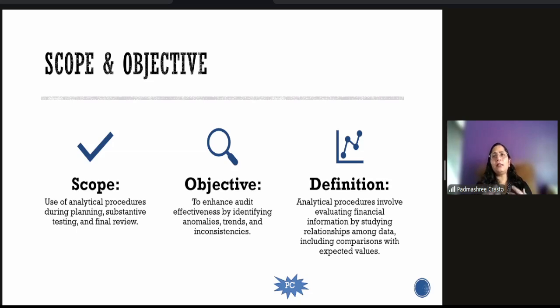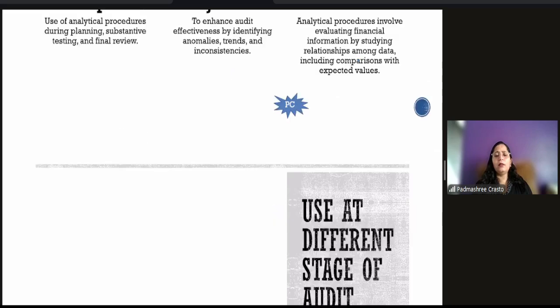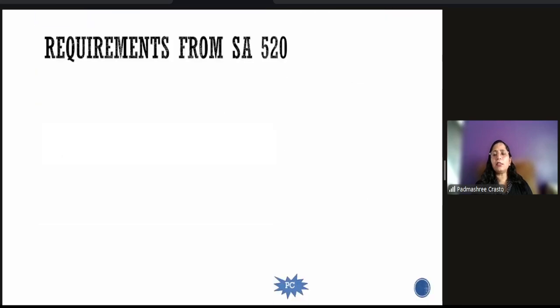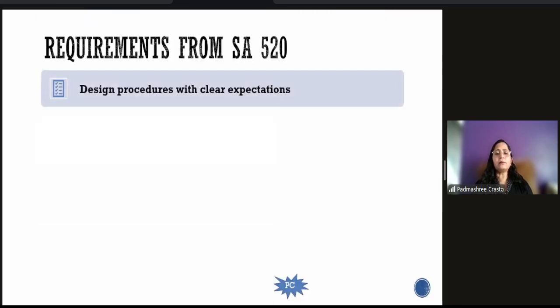You can look at the trends, you can ask for differences. So there's a lot of reasonability analysis that we all can do, right? Use it at different stages of the audit. Analytical review is throughout the audit, but it is called by different names. During the risk assessment procedures, it is generally called preliminary analytical review. Substantive analytical procedures are done during the execution, area wise. Final analytical review is generally done at the stage of completion.